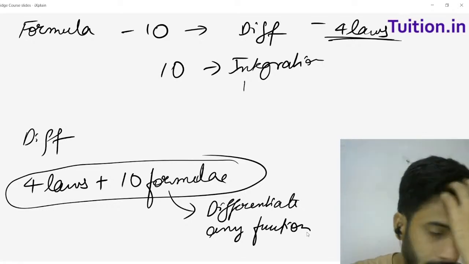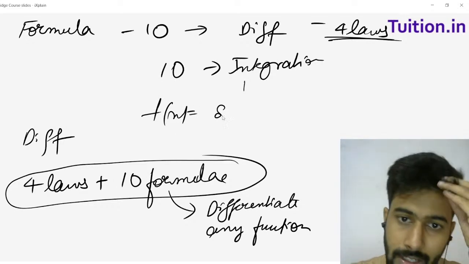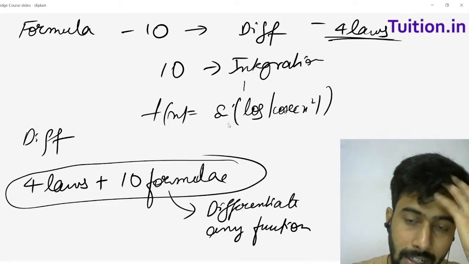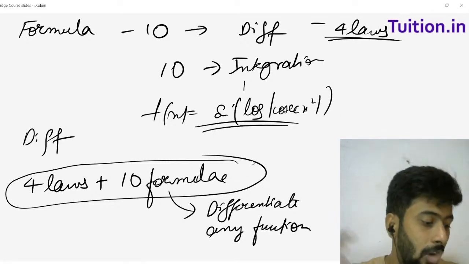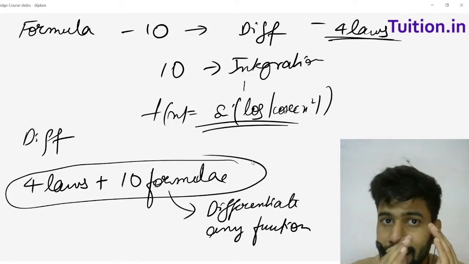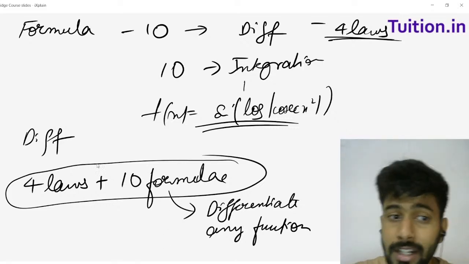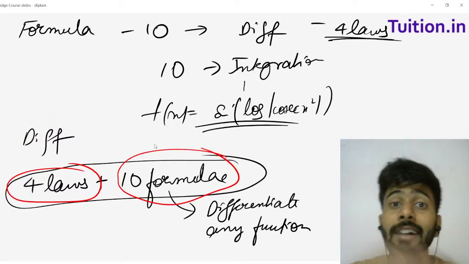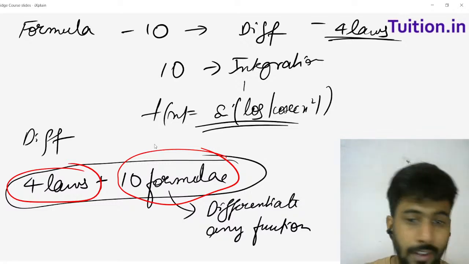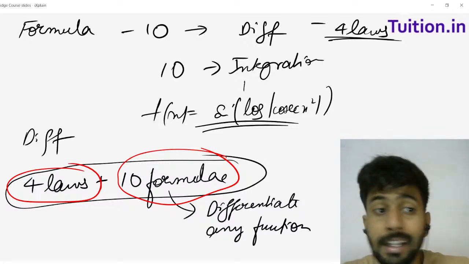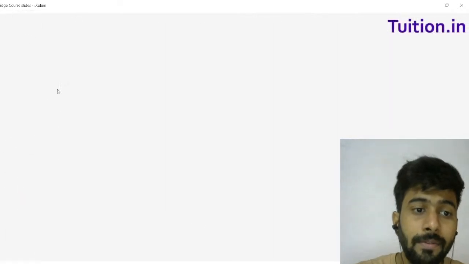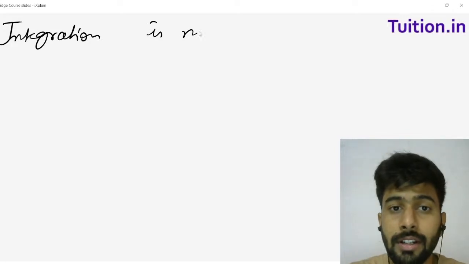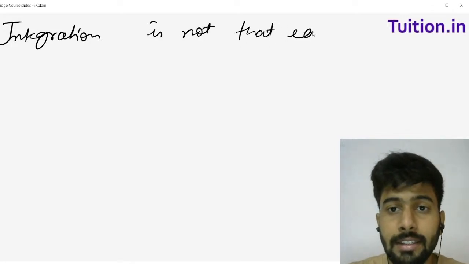that's given to you, no matter how ugly it looks, whether it's sine of, log of, mod of, cosecant x square, doesn't matter. No matter how many compositions exist within the given function, you can differentiate it just using these 4 laws and 10 formulae. You don't need any other theory. You don't need any other framework to differentiate. But integration, my dear people, is not that easy.